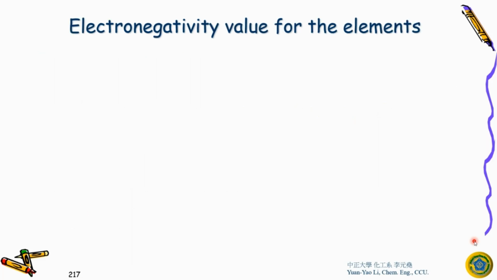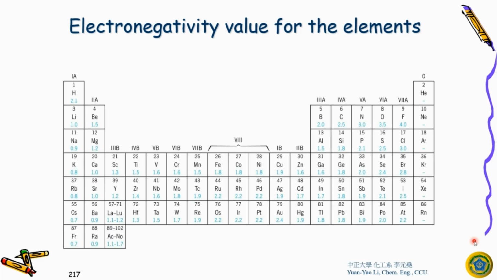Right, so when we think of electronegativity, we need to think of electropositive elements and electronegative elements. This is the periodic table. The number shown here is the electronegativity, the value of electronegativity.